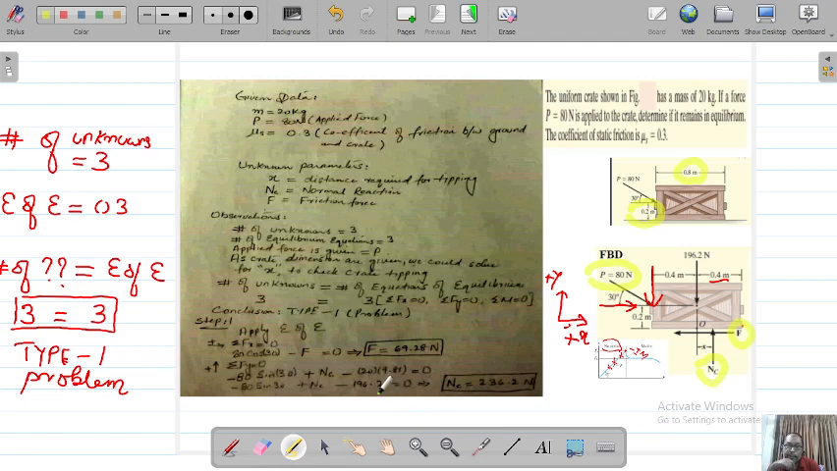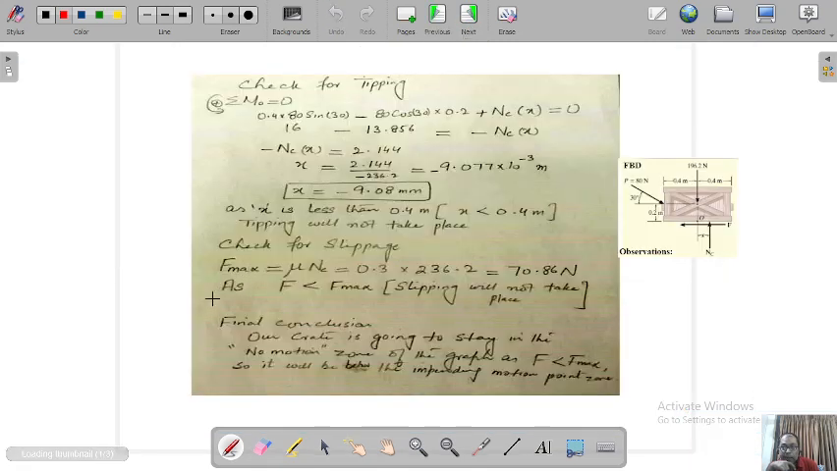Now our next target is to calculate this value of x. How do we calculate x? We can only calculate the x value when we assume that this force of 80 Newton is going to create a tipping in this crate. So with this done, we now check for the tipping.